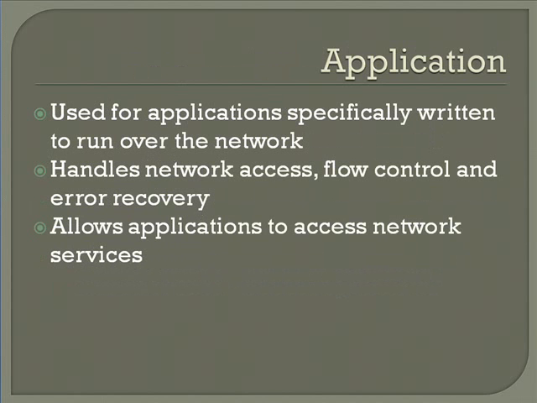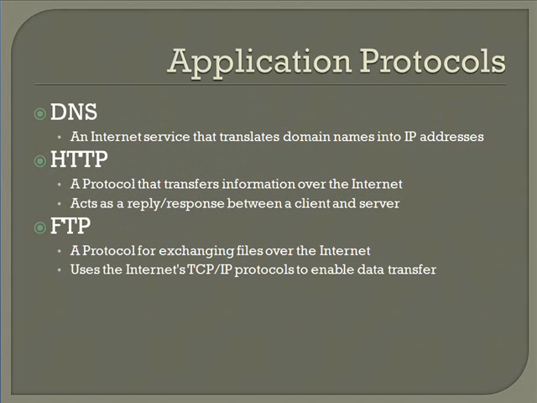In the application layer, applications are specifically written to run over the network. It also handles network access, flow control, and error recovery, and also allows applications to access network services. Some protocols in the application layer include DNS, also known as Domain Name System. It is an internet service that translates domain names into IP addresses. Because domain names are alphabetic, they're easier to remember. The internet is based on IP addresses, so every time you use a domain name, a DNS server must translate the name into the corresponding IP address.